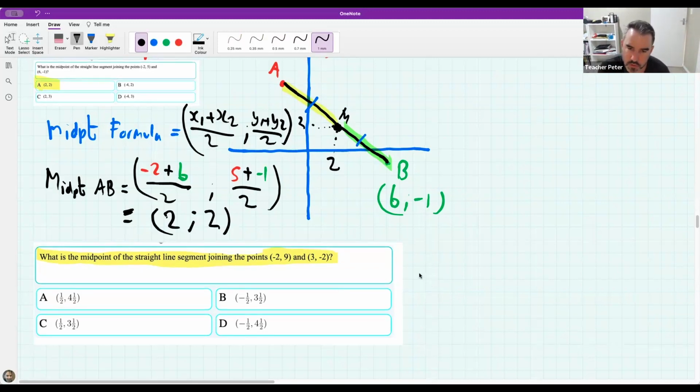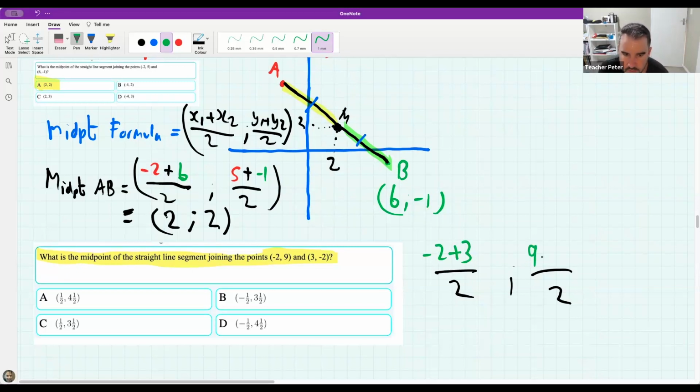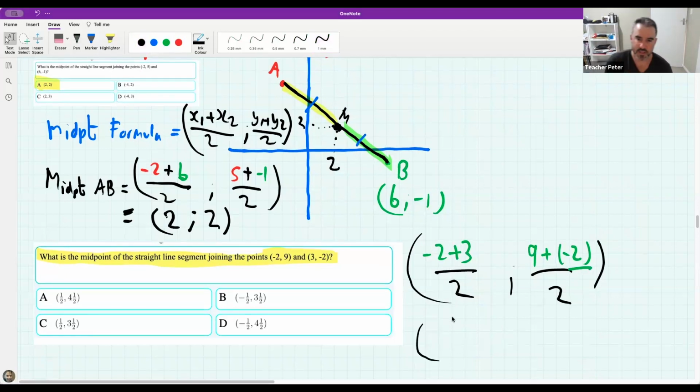So how are we going to do this? We go something over 2, something over 2, minus 2 plus 3, and then it's going to be 9 plus minus 2. So that is going to be my midpoint, but I still have to do some simplifying. So what are we going to get?